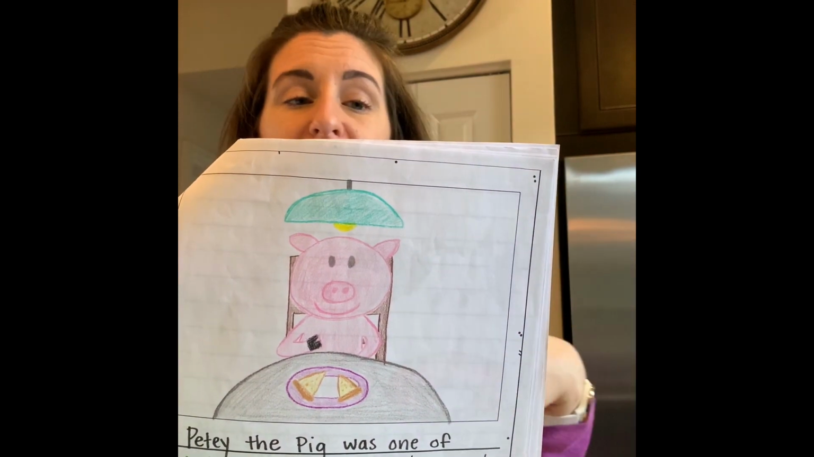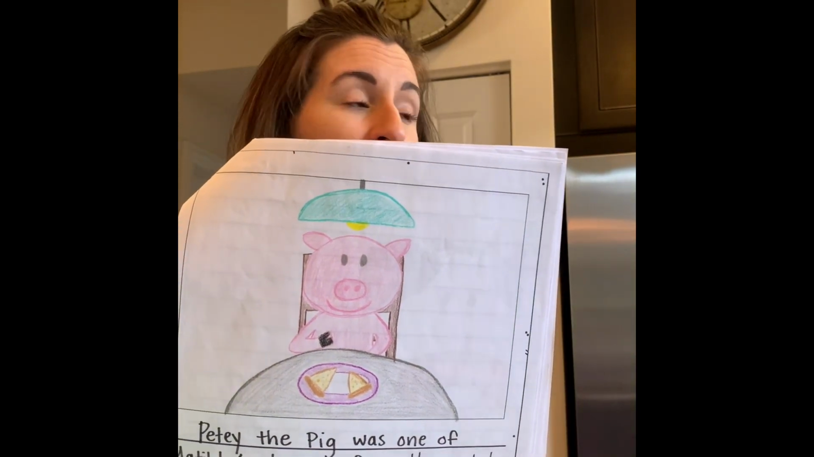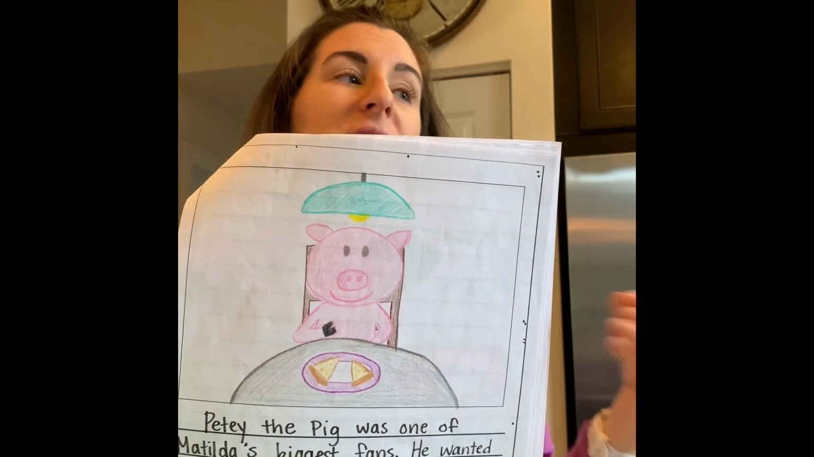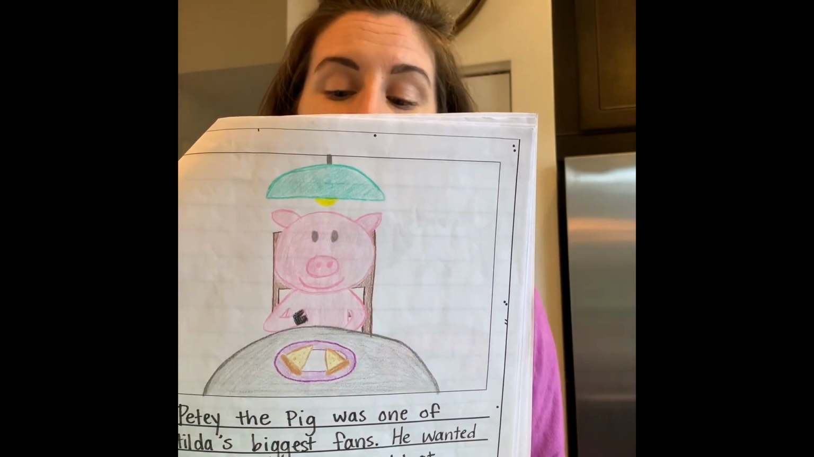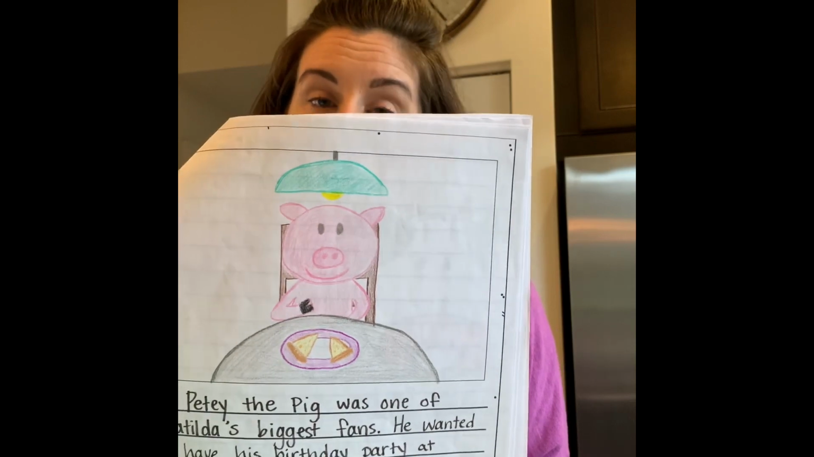Petey the pig was there. Petey the pig loved to eat pizza there, and he wanted to have his birthday party there. A really normal day. So your job is to come up with some sentences to put on your second page about what could be the next event in the story. What would a normal day be like for the characters in your story?